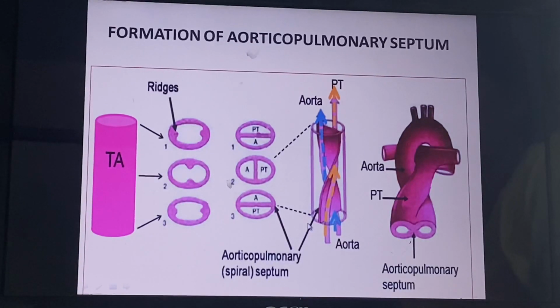Now this is the diagram showing again the same picture as in the adult heart. You can see the relationship between the aorta and pulmonary trunk. So I told you the pulmonary trunk is lying anterior in the lower portion, but it is lying posterior to the aorta in the upper portion, but in the middle they are lying side by side.